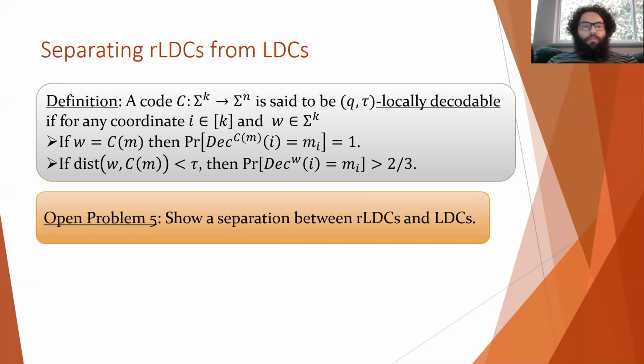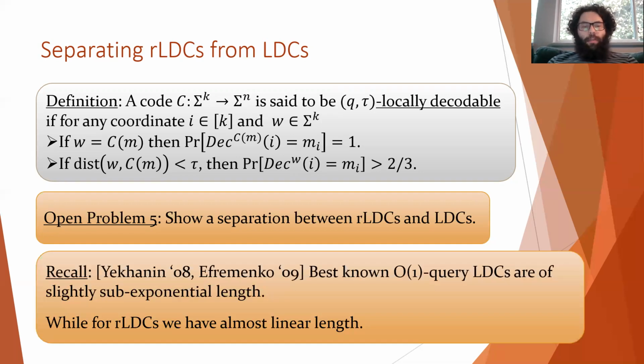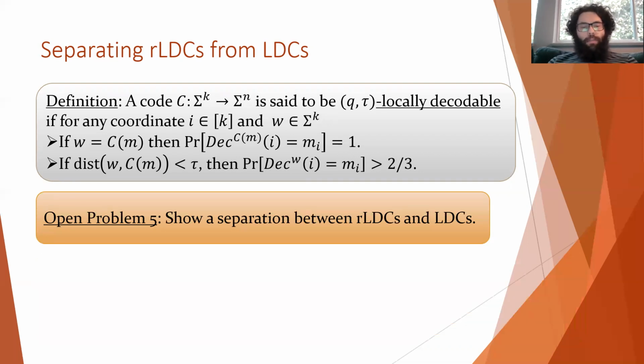And here is a very nice open problem to show a separation between LDCs and RLDCs. Recall that for locally decodable codes, the best known constructions have only slightly sub-exponential length, while for RLDCs we have almost linear length. So in terms of constructions, RLDCs seem to be a lot more efficient. So LDCs, the best constructions we know, require almost, well, maybe not exponential, but slightly sub-exponential length.